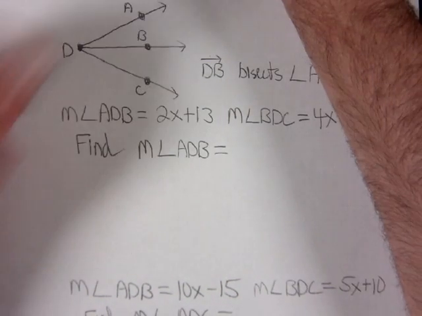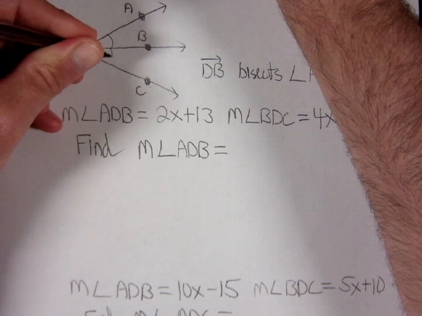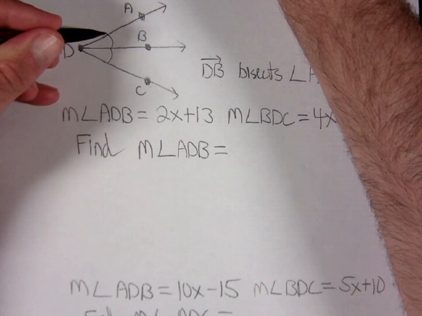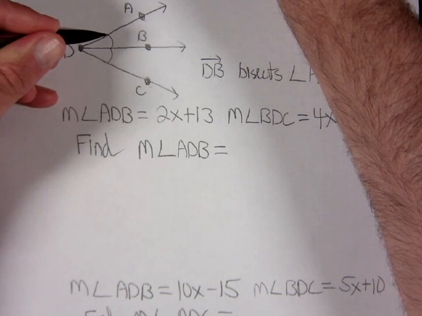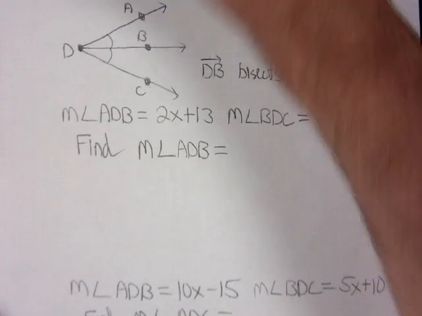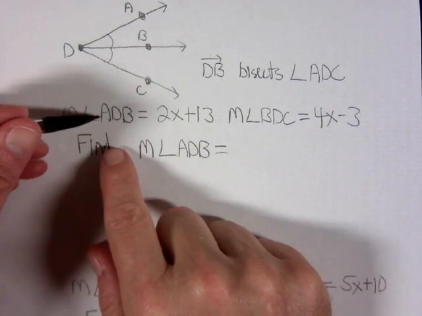And so what that means is, I know that these two angles have got to be the same measure, which by the way, just like we have congruent marks for the segments, we have congruent marks for the angles. So if I put one mark here and one mark here, that means that those two angles have to be the same.